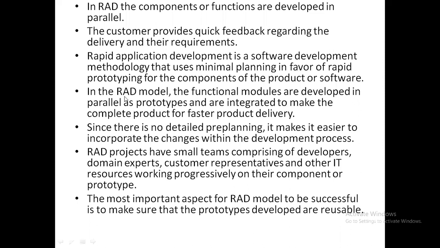In the rapid application development model, the functionality of modules is developed in parallel. So I told you earlier that if there are four modules, four functions, all will be developed in parallel. Since there is no detailed pre-planning, it makes it easier to incorporate changes in the development process. So it will be easy to make changes at every phase of the development of the software in the rapid application development model.